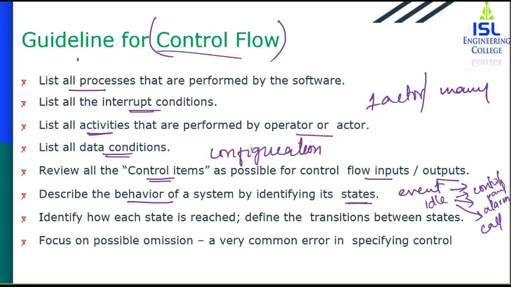Then focus on possible omissions, a very common error in specifying control. That is, if you made a list of functions in here, and you want to remove any functions, those omissions need to be displayed. Now if you've listed that you're going to remove one condition, but it is still present in the software, it is going to result in many errors within the software. So these are the guidelines for control flow.